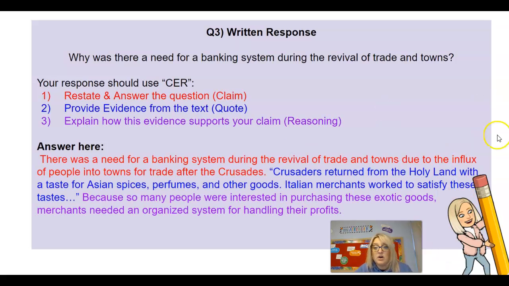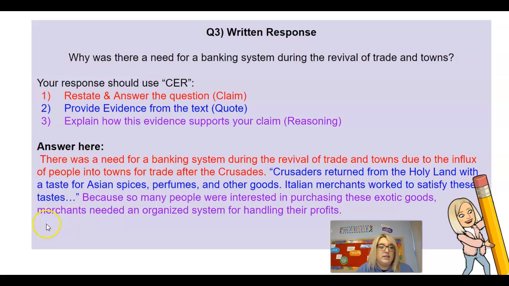All right, so this is my exemplar response, or example of what I should be getting from you. And again, you have your claim, your evidence, and your reasoning. And I color coded so you can understand exactly what is what. And I know in science class that you are expected to highlight in different colors the different parts of the response. So for my claim, I have: there was a need for a banking system during the revival of trade in towns, due to the influx, or bringing in, of people into towns for trade after the Crusades.